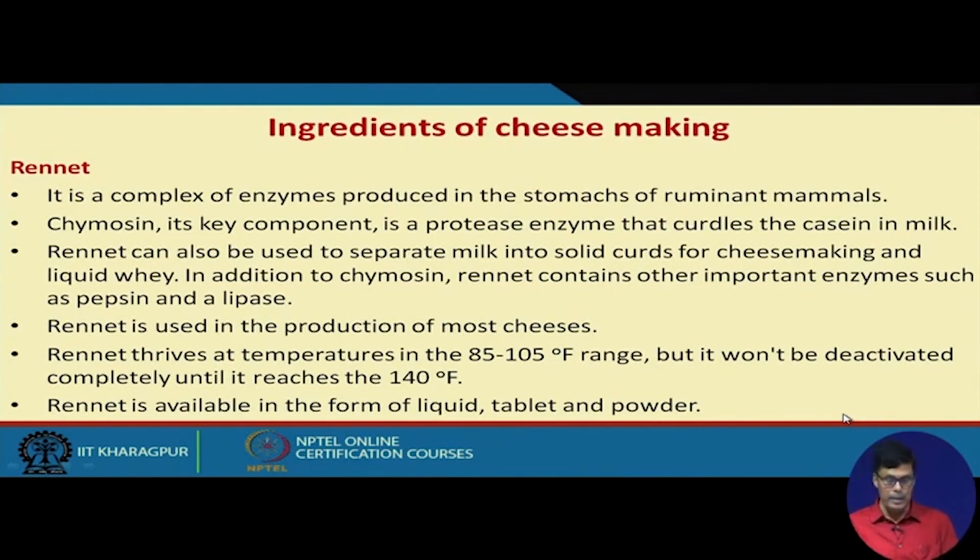Now, another ingredient in cheese making is rennet, a complex enzyme produced from the stomach of ruminant mammals, because it is a different type of enzyme and mostly a proteolytic enzyme. The example they have given is chymosin.